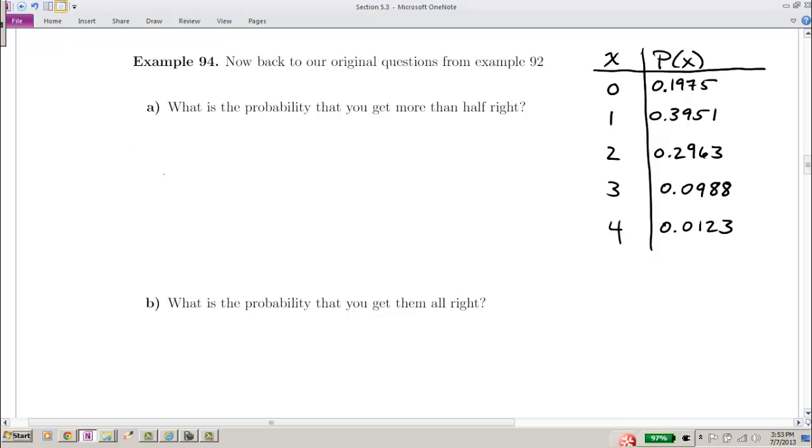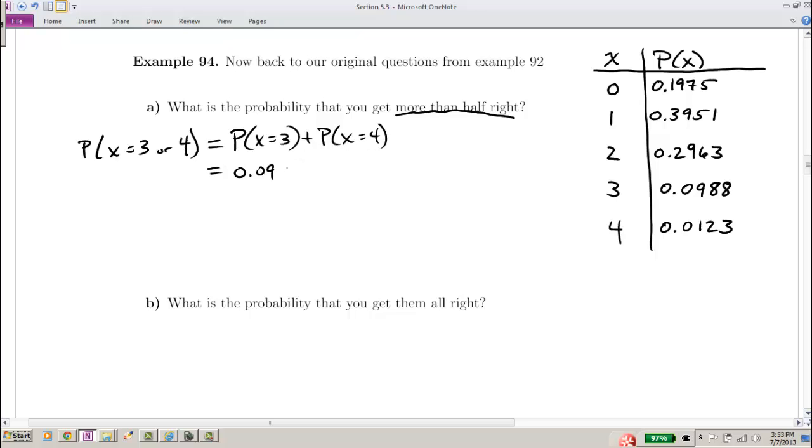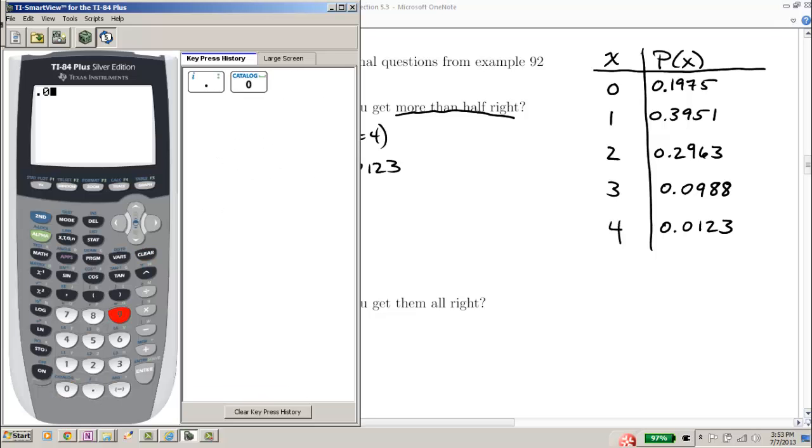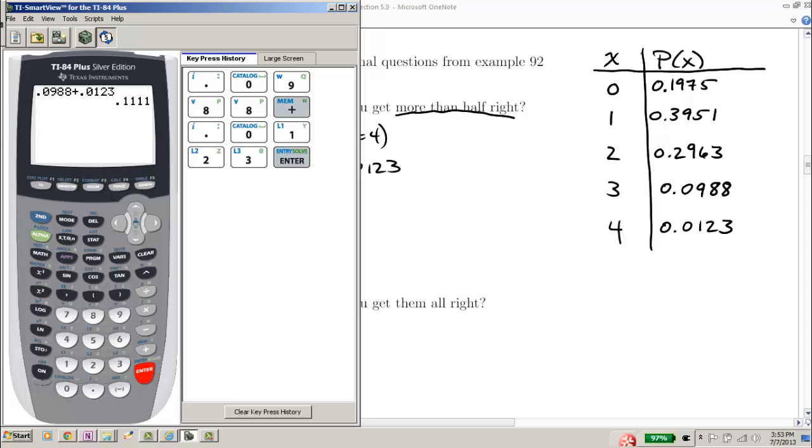So in part A, what's the probability we get more than half right? More than half right means we're interested in the probability that x is 3 or 4. Since these values for x are mutually exclusive, I'm either going to get exactly 3 right or exactly 4 right. They can't both happen at the same time. I can just add these probabilities. Get 0.1111.